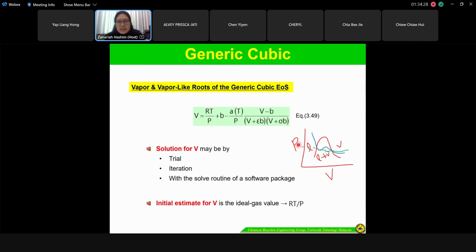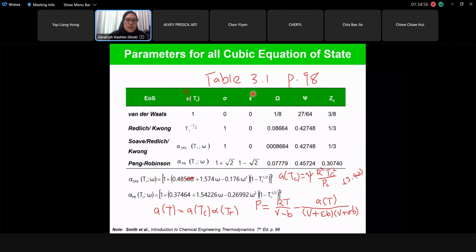So whether it's vapor or vapor-like depends on the pressure. If you increase the pressure, referring to this green line, somewhere here, maybe the vapor will become 100% vapor. So it's 100% vapor, it's not vapor-like. So it can be vapor or vapor-like depending on the pressure. In this case you have this equation. Again, here you will see there is epsilon and sigma, so you have to refer to this table again, Table 3.1, to get the values for sigma, epsilon and so on.